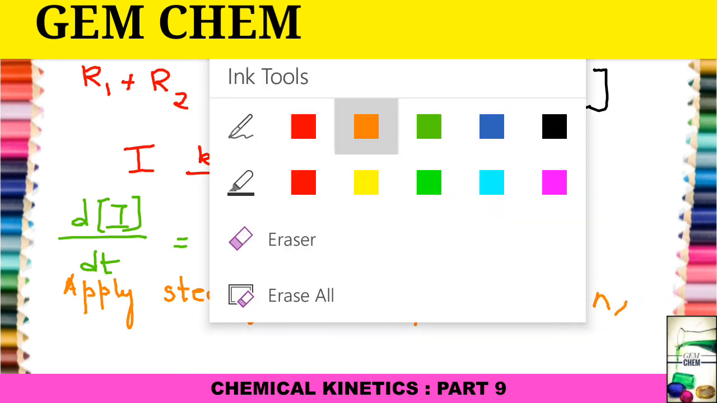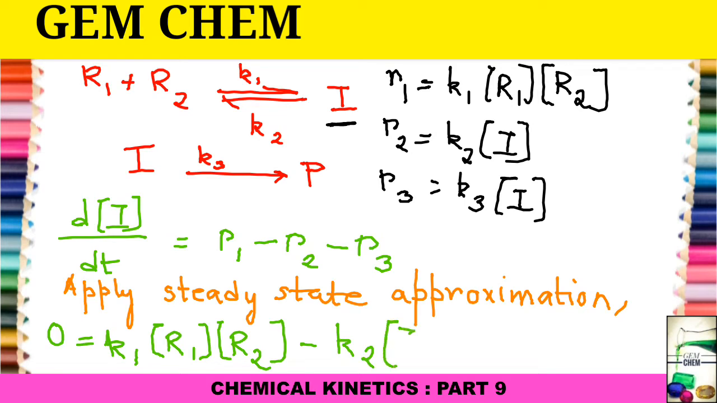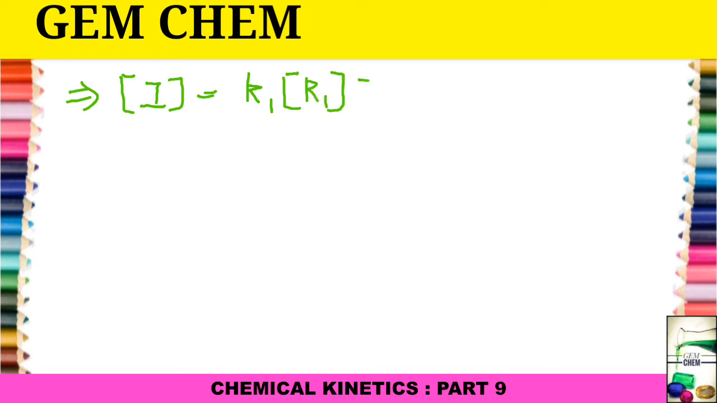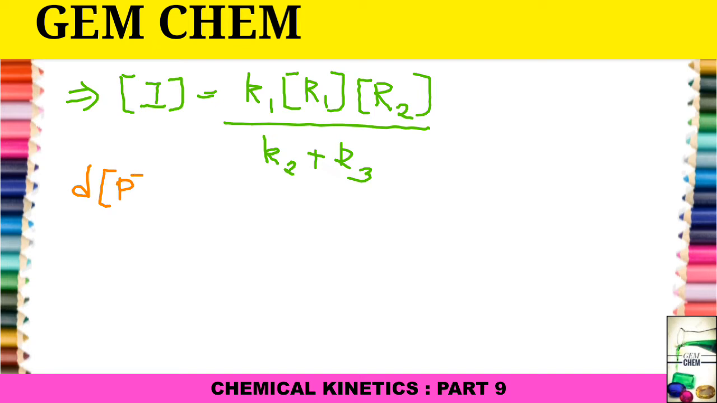So ultimately what we get is 0 equals, and we know the value of rate 1, that is K1[R1][R2], minus K2[I] minus K3[I]. Now we need the value of the concentration of I in terms of stable species. So on further simplification we get the concentration of I equals K1[R1][R2] divided by K2 plus K3.